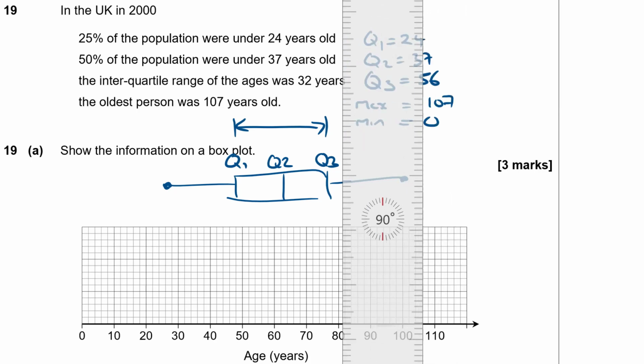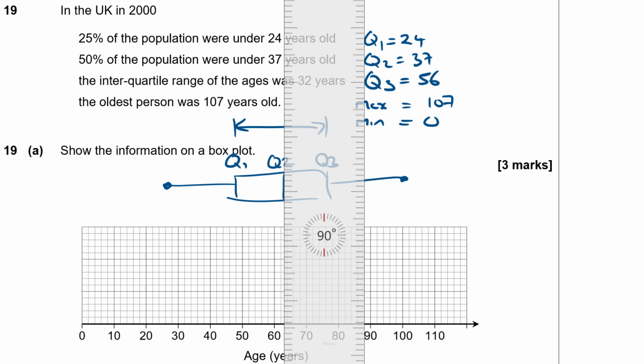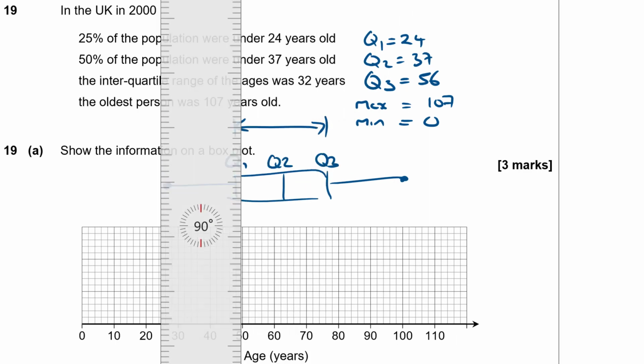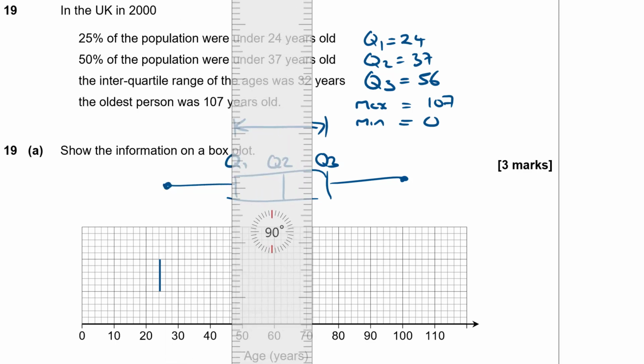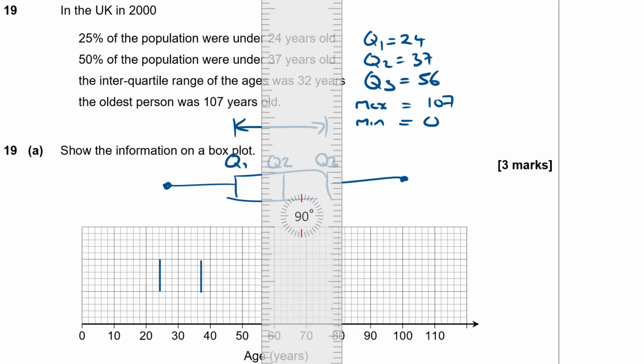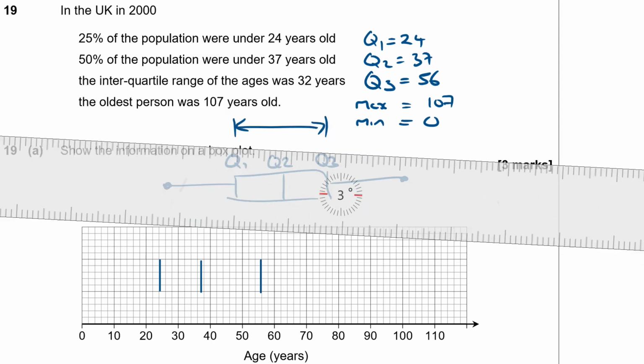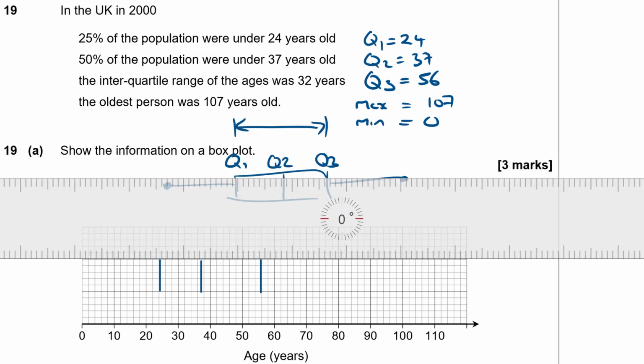So getting the ruler out, I'm going to draw a line at 24, 37 and 56. 24 is going to be my lower quartile. 37 is my median. And 56 is the upper quartile. You see there are 5 divisions between each 10, so they're worth 2 each. Okay, so just turning my ruler around, joining that up to make a box.